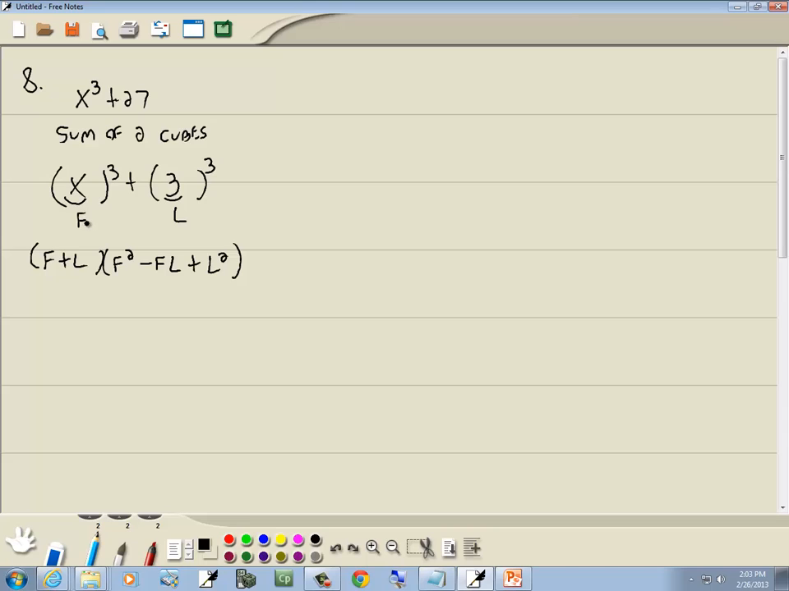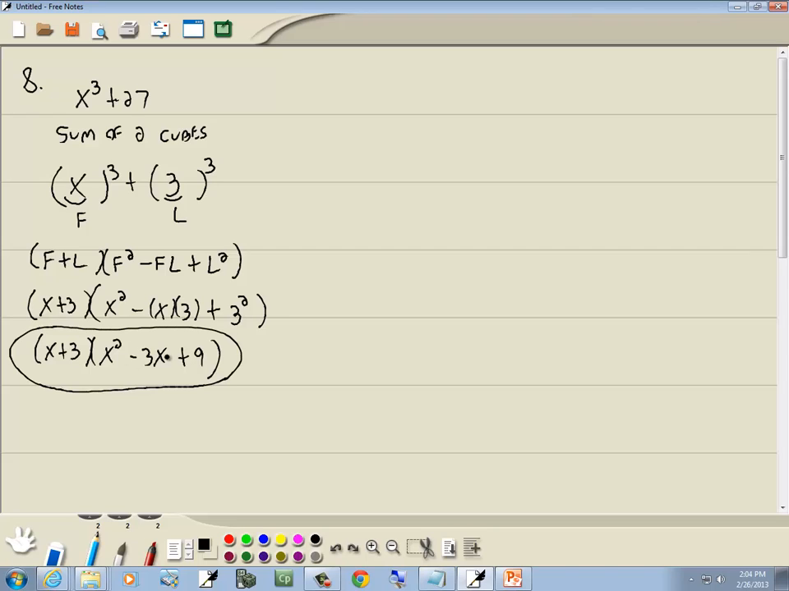Now, everywhere I have an F, I'll put an x, and everywhere I have an L, I'll put in 3. So we have x plus 3, and then we have x to the second power minus x times 3 plus 3 to the second power, which gives us x plus 3 times x squared minus 3x plus 9.